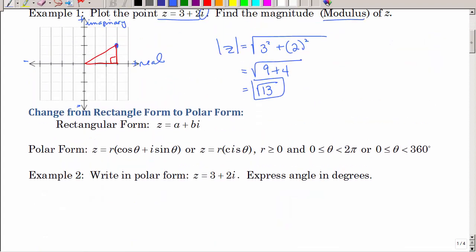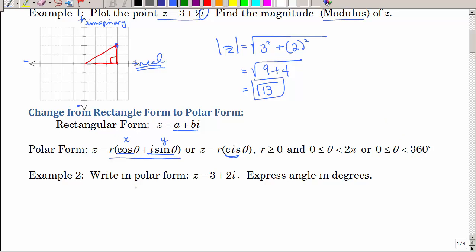Now we need to look at how we can convert from rectangular form, which is a plus bi, to polar form. Polar form is this. Of course, polar has r's and thetas, so r times the cosine of theta. Remember, cosine deals with the x value, and sine is the y, so again, this is the real part. We have that i, which is the imaginary part. You also can shortcut that cosine i sine by writing it as cis. That's not a new trig function. That stands for cosine i sine theta. All right, so we want r to be positive, and we want theta to be between 0 and 2 pi, or if you're in degrees, from 0 to 360 degrees.